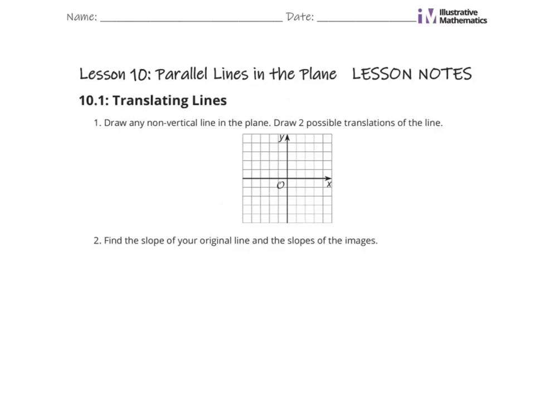Hello geometry class, this is your remote lesson for Unit 6 Lesson 10. We're doing parallel lines in the plane.